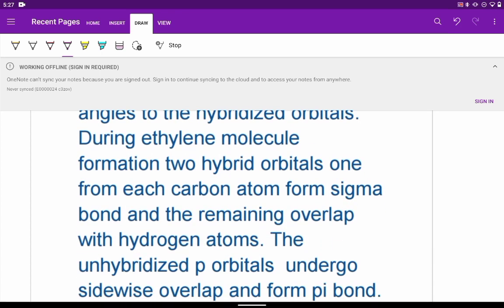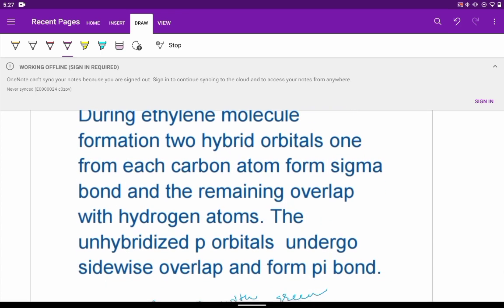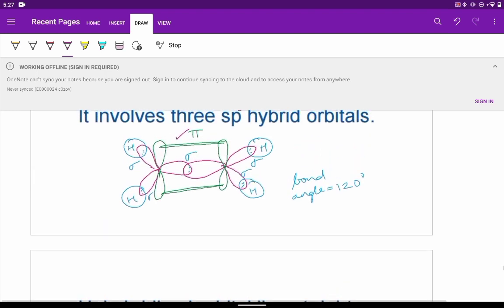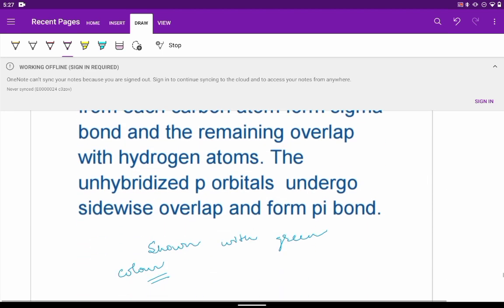So here two hybrid orbitals, one from each carbon atom, will form a sigma bond with the other carbon, and the remaining ones form sigma bonds with hydrogen atoms. Unhybridized p orbitals, as I have shown with a green color in my diagram, will form a pi bond by sidewise overlap.